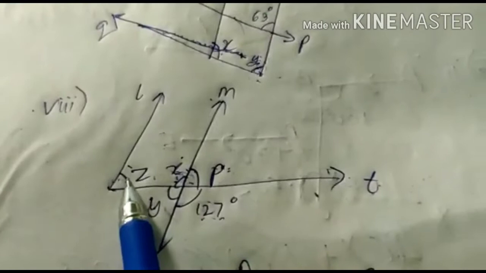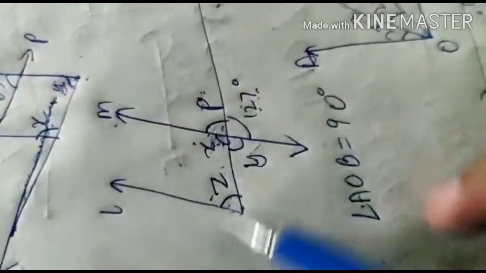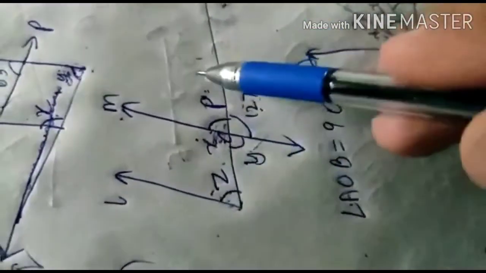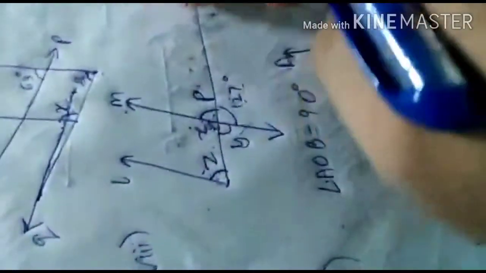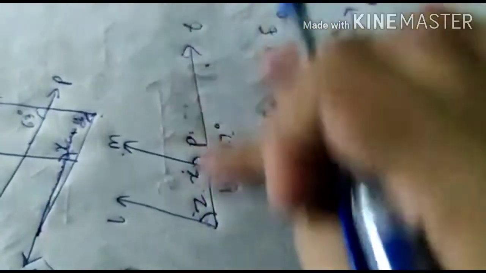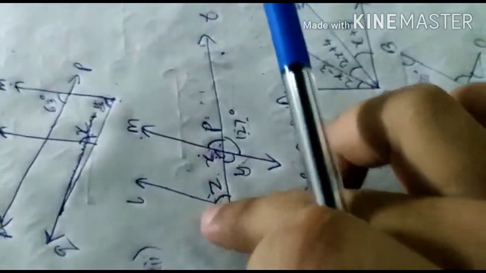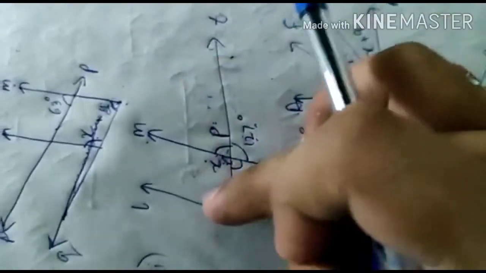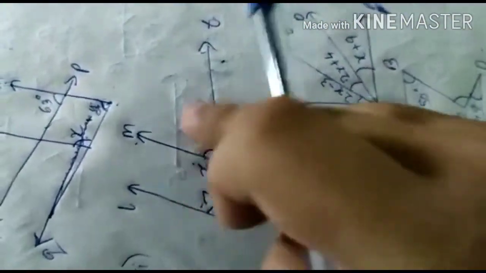Here Z was 53, and if we check Z and P, these are made on the parallel lines and are on the upper part of the parallel lines, on the left side of this transversal. This is the transversal T made on the parallel lines L and M, and they are on the upper part of the parallel lines. Z is upper to L, and P is upper to M, and they are cut by the same transversal T. So Z and P will be the corresponding angles.